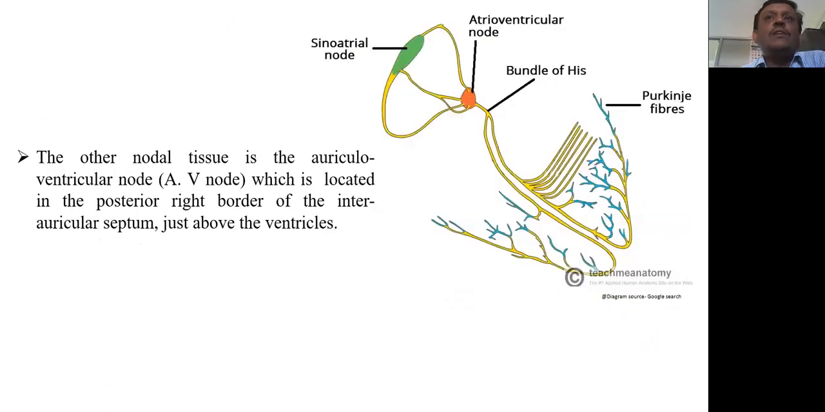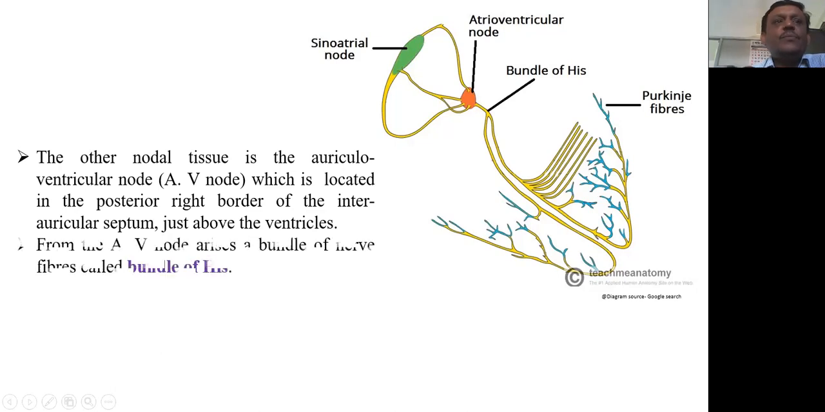So auriculoventricular node or atrioventricular node, which is located at the posterior border of interauricular septum, just above the ventricles. So here in this diagram, this is also represented that the SA node is connected with AV node by number of such loops. So there are loops of fibers which connect AV node and SA node together. From AV node arises a bundle of nerve fibers which is called bundle of His. So from AV node downward in the wall of ventricle arises a bundle of His.